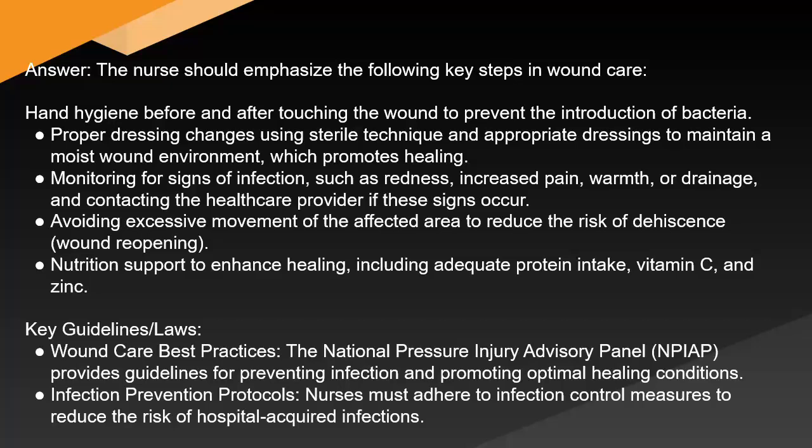Monitoring for signs of infection such as redness, increased pain, warmth, or drainage, and contacting the healthcare provider if these signs occur. Avoiding excessive movement of the affected area to reduce the risk of dehiscence, wound reopening. Nutrition support to enhance healing, including adequate protein intake, vitamin C, and zinc. Key guidelines and laws. Wound care best practices. The National Pressure Injury Advisory Panel (NPIAP) provides guidelines for preventing infection and promoting optimal healing conditions. Infection prevention protocols. Nurses must adhere to infection control measures to reduce the risk of hospital-acquired infections.